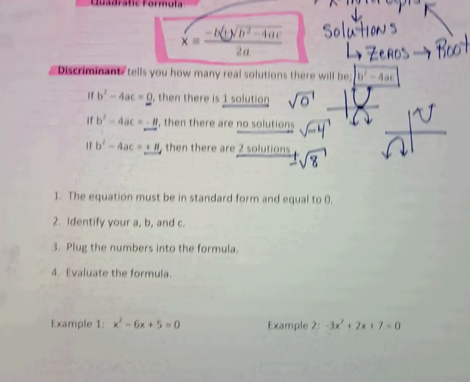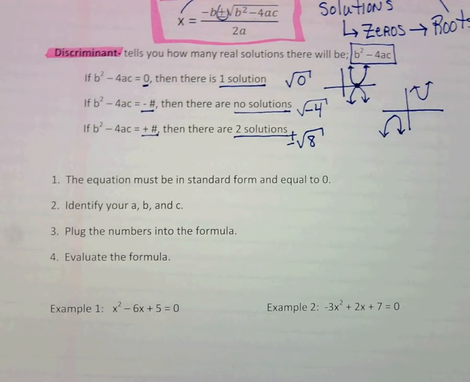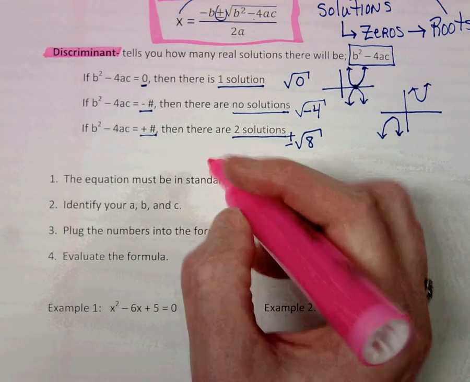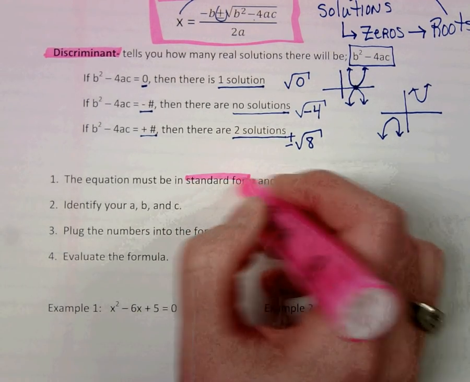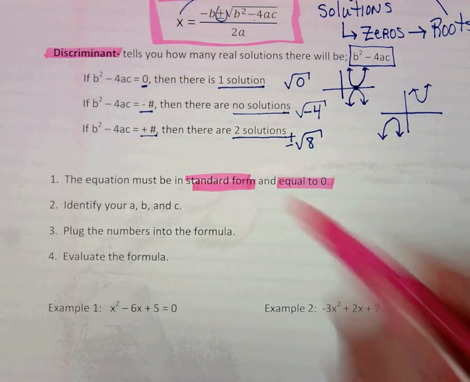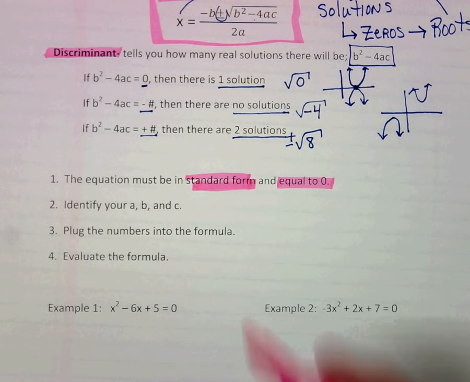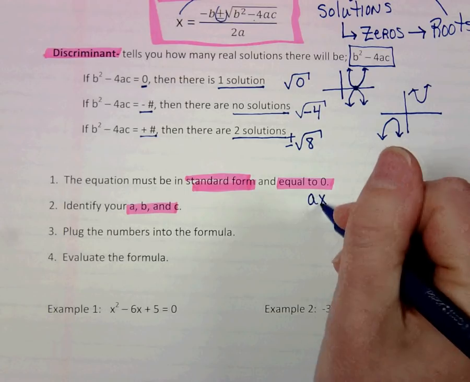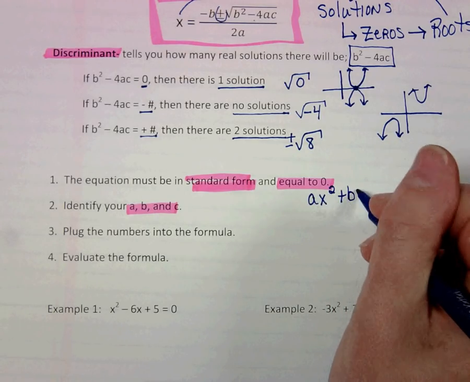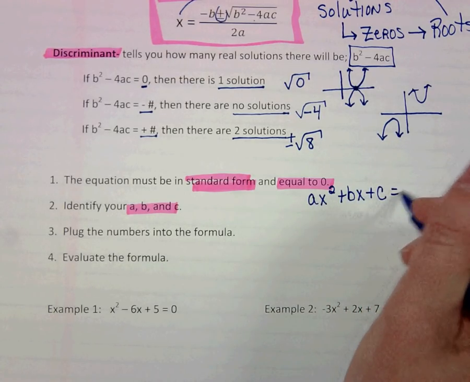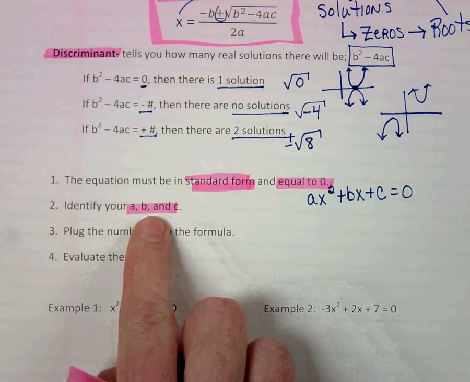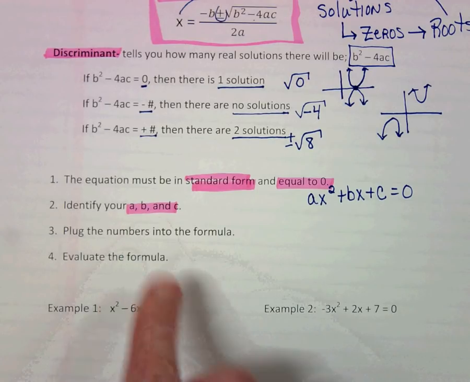Okay, so let's talk about using the quadratic formula. To use the quadratic formula, number one, our equation must be in standard form, which means it must be equal to 0. Wait, let me go back. Standard form, remember, is ax squared plus bx plus c equals 0. So that's what your equation needs to look like. We're going to identify our a, b, and c, just because that will be helpful.